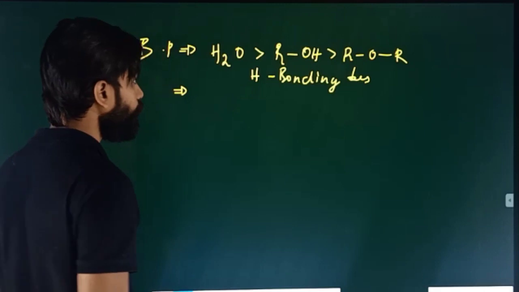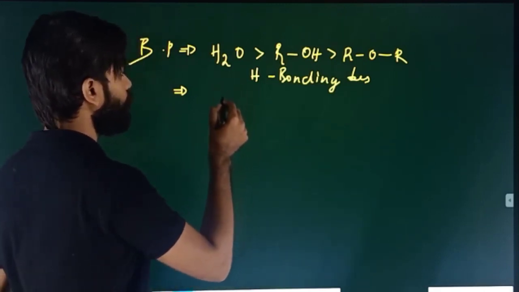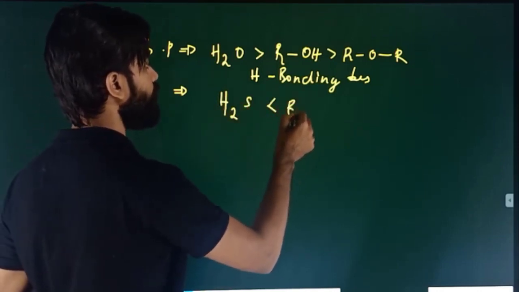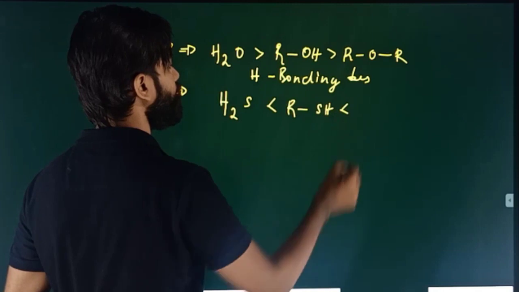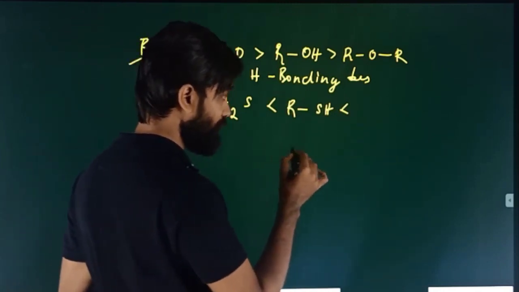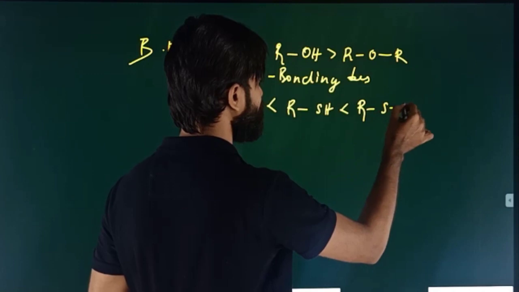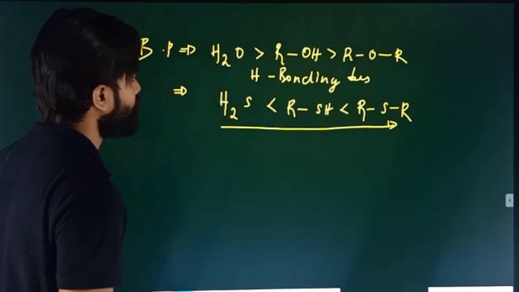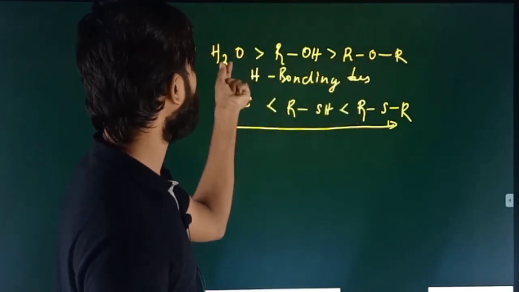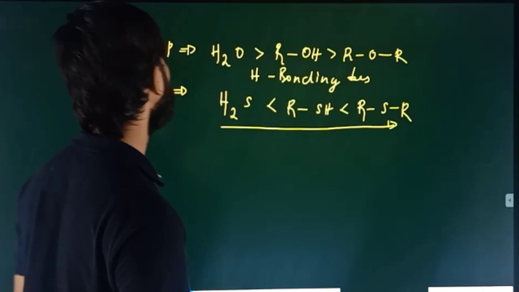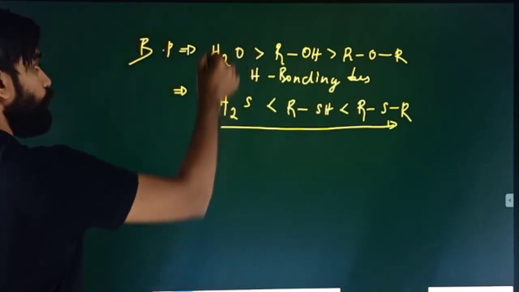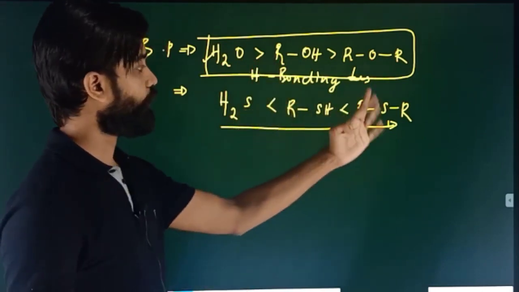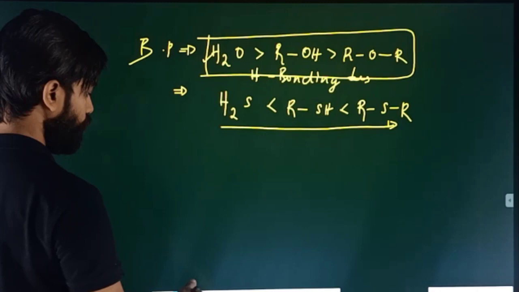Similarly, if you consider the boiling point of H2S, it is less than RSH, which is less than RSR. So here there is no hydrogen bonding. As size increases, boiling point increases. Here, even though size increases, the hydrogen bonding strength decreases. So this is in reverse order, because there is no hydrogen bonding in the case of sulfur, but there is hydrogen bonding in the case of water.